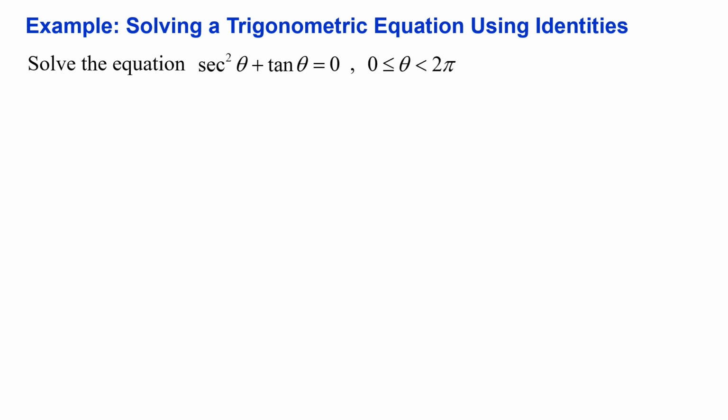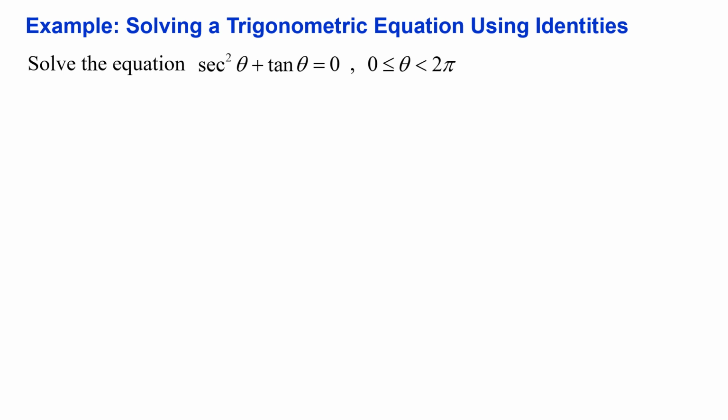This problem asks us to solve a trigonometric equation using identities. The equation is secant squared theta plus tangent theta equals 0 in the interval 0 less than or equal to theta less than 2 pi. We need the equation to contain only secant terms or only tangent terms. We can't have a mixture of both. And since the equation has a linear term involving tangent theta, then we're going to get the equation in terms of only tangent theta. So we need to write the secant squared of theta in terms of tangent theta.